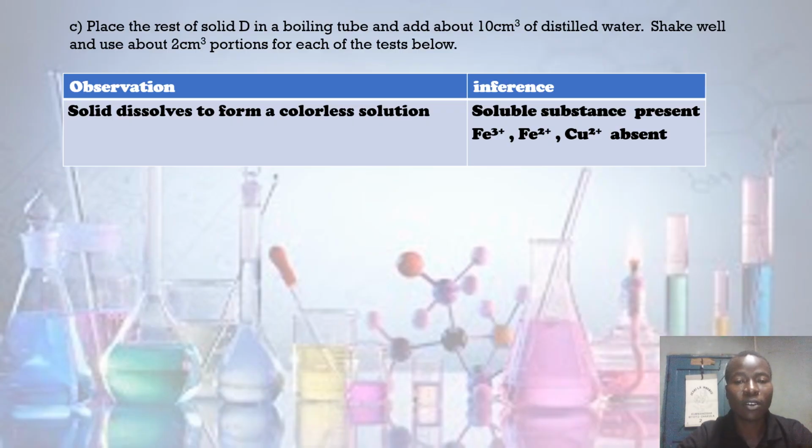So in this particular context, since the solid dissolved, it is leading me to the inference that that particular substance is soluble. And since it formed a colorless solution, it implies that the colored ions are not there. Because remember, we have so many ions which are colorless. So it's good for us to go in for the negative inference, where we talk about the iron 2 ions, iron 3 ions, and the copper ions not being present. So those colored ions are not present.